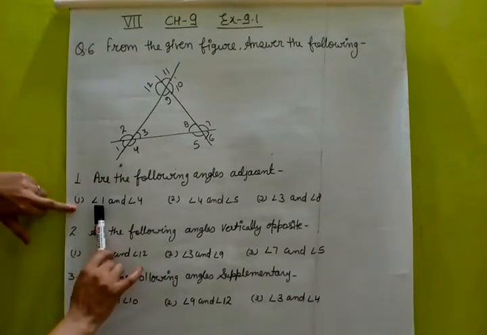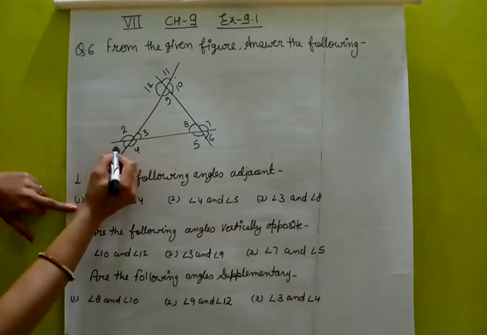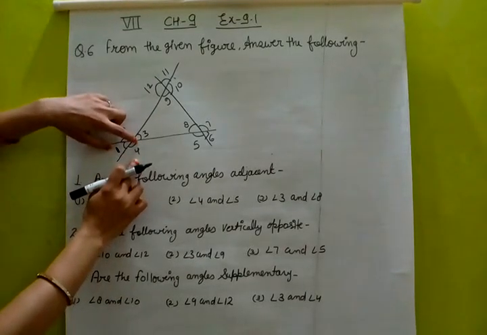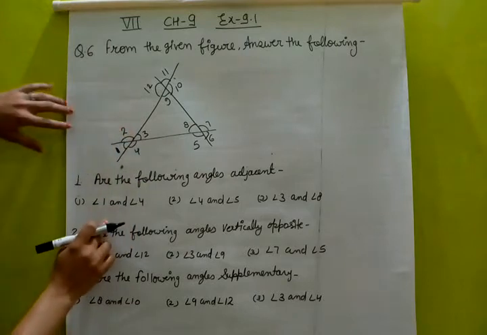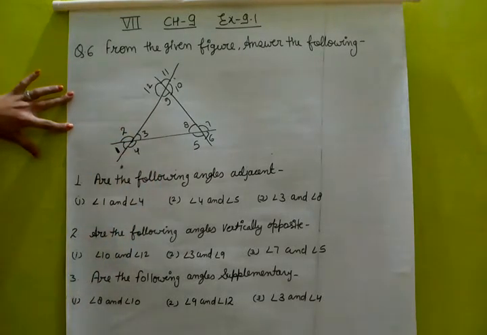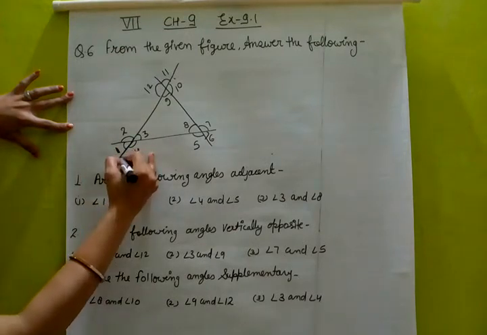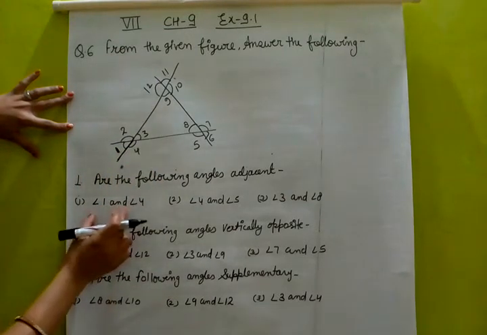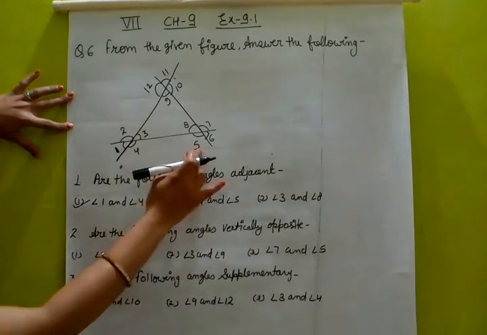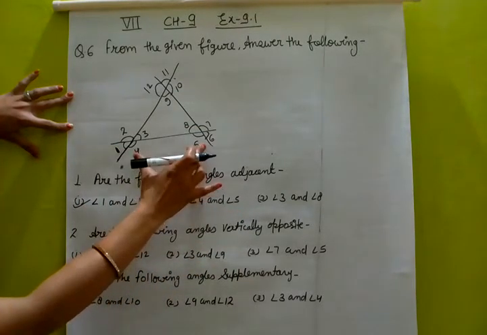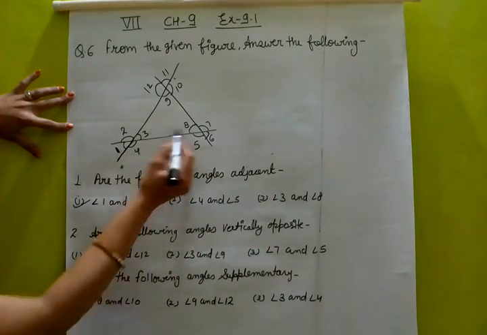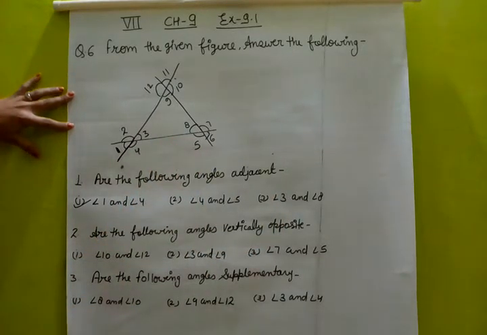So first is angle 1 and angle 4. Students, this is angle 1, this is angle 4. Both are adjacent. Why are both adjacent? Because in angles 1 and 4, this vertex is common and this arm is also common. So these are adjacent angles. You can tick. 4 and 5 are not adjacent angles, not at all, because the common vertex is not here. Now 3 and 8 are also not adjacent.